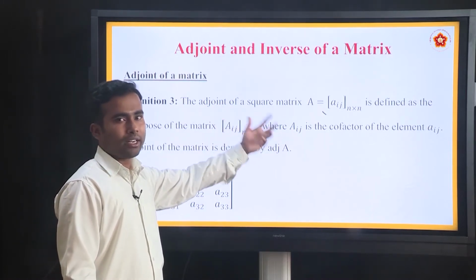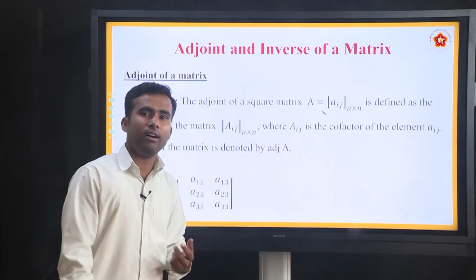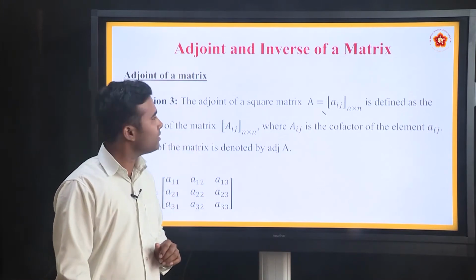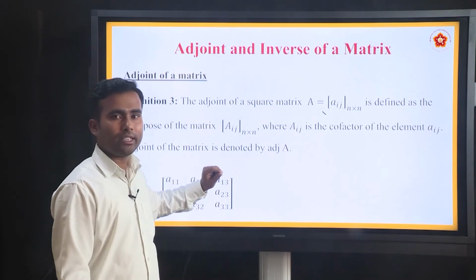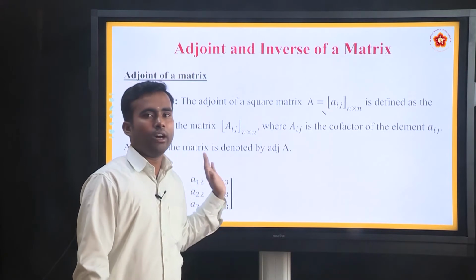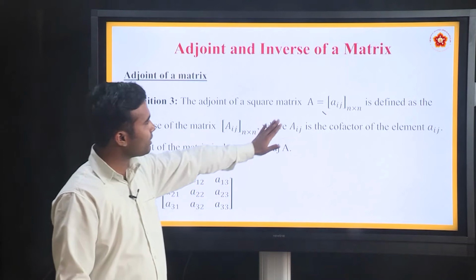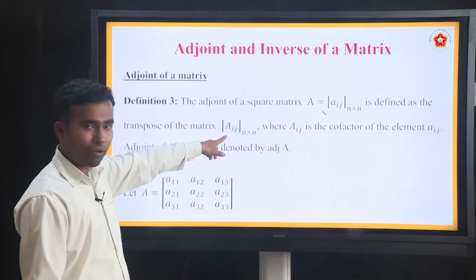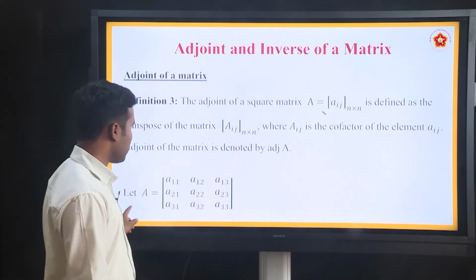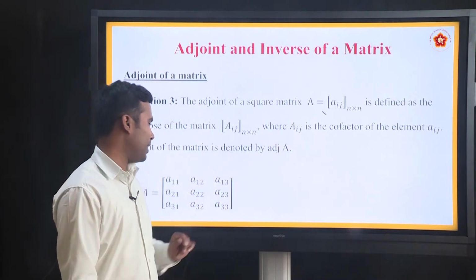You already know how to find the cofactor elements of a given square matrix, and here we need to find the adjoint matrix. To find the adjoint matrix, you take the transpose of the cofactor matrix, and that gives the adjoint matrix of a square matrix. Understand? The definition is like this. This is the square matrix and this is the cofactor matrix. If you take the transpose of this cofactor matrix, it gives the adjoint of the matrix.